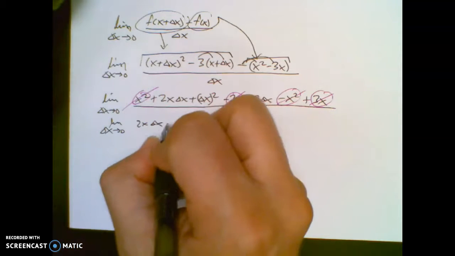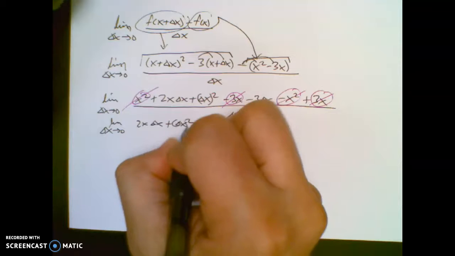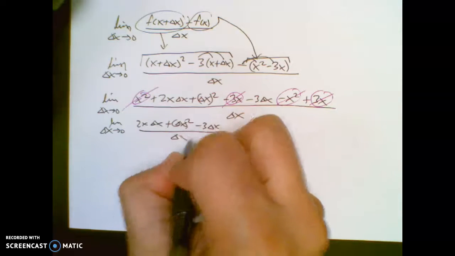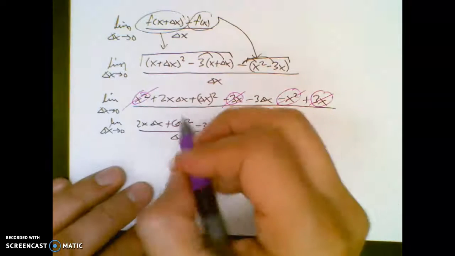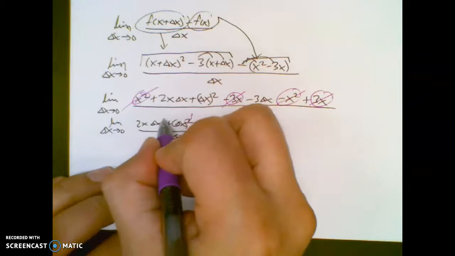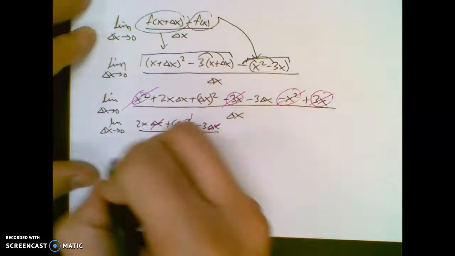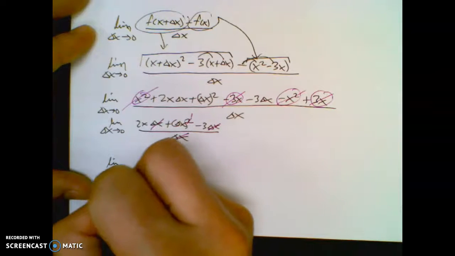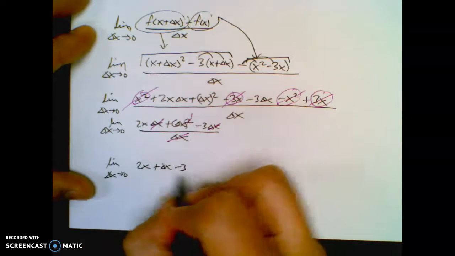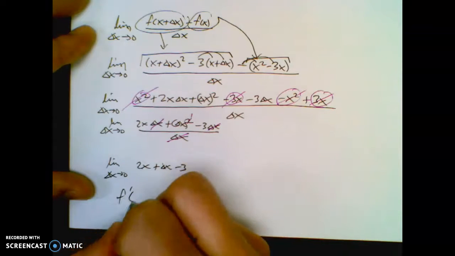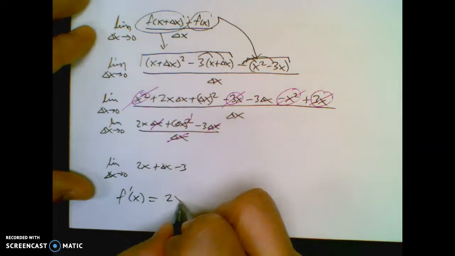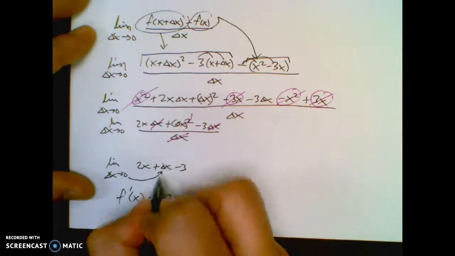2x delta x plus delta x squared minus 3 delta x. And you kill off 1 delta x from each piece. That gets killed, one of those gets killed, and that gets killed. So you're left with the limit as delta x goes to 0 of 2x plus delta x minus 3, which means my derivative at any place is 2x minus 3, because I plug a 0 in for that.